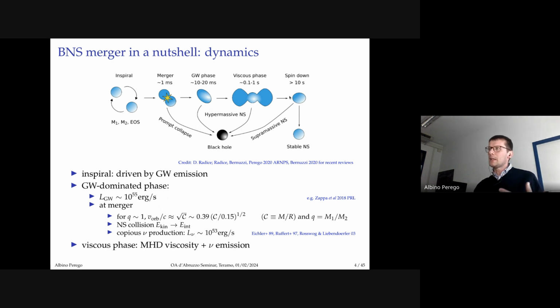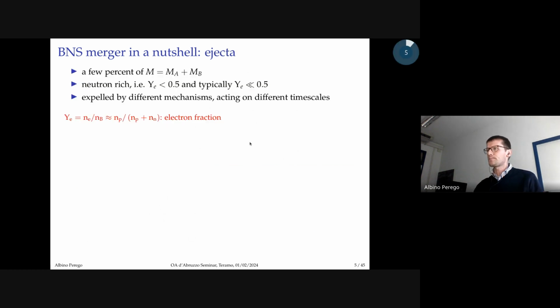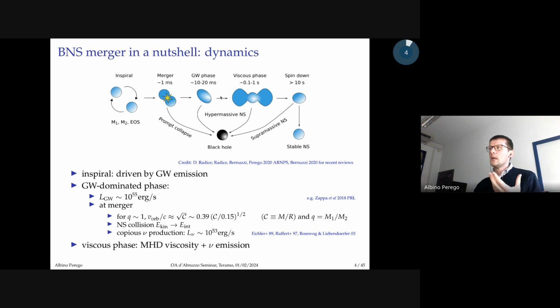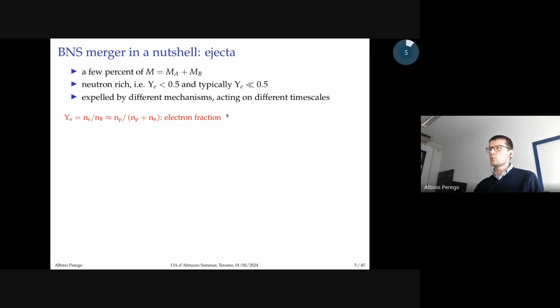And only at later times, the remnant is either a black hole surrounded by a disk or just an isolated, very massive neutron star that can actually collapse due to the spin down. This is more or less what happens to most of the matter. So when I spoke before about the figure here about the disk, I was speaking about probably 99% of the mass which formed the two original neutron stars.